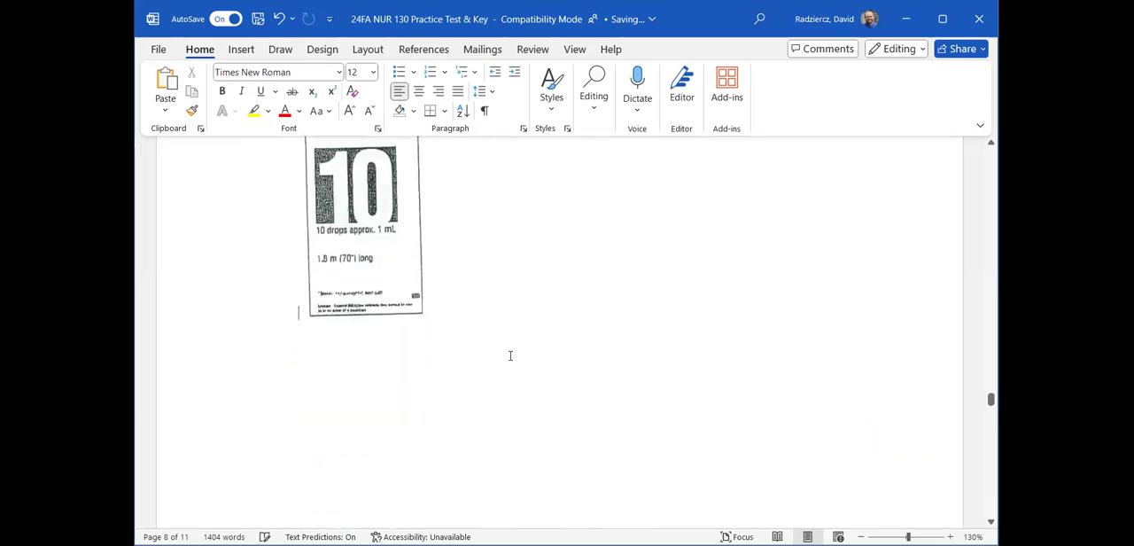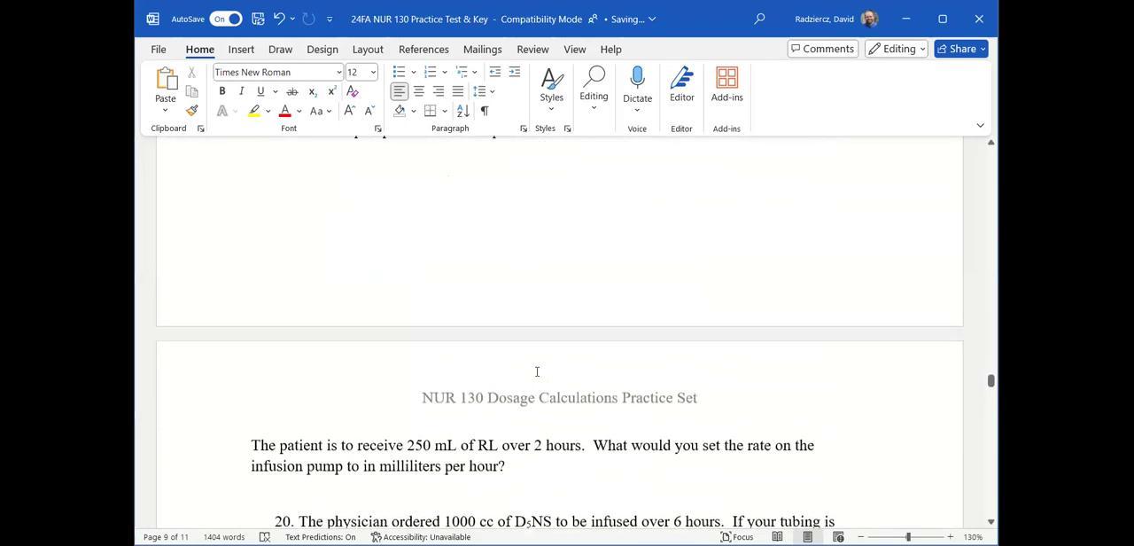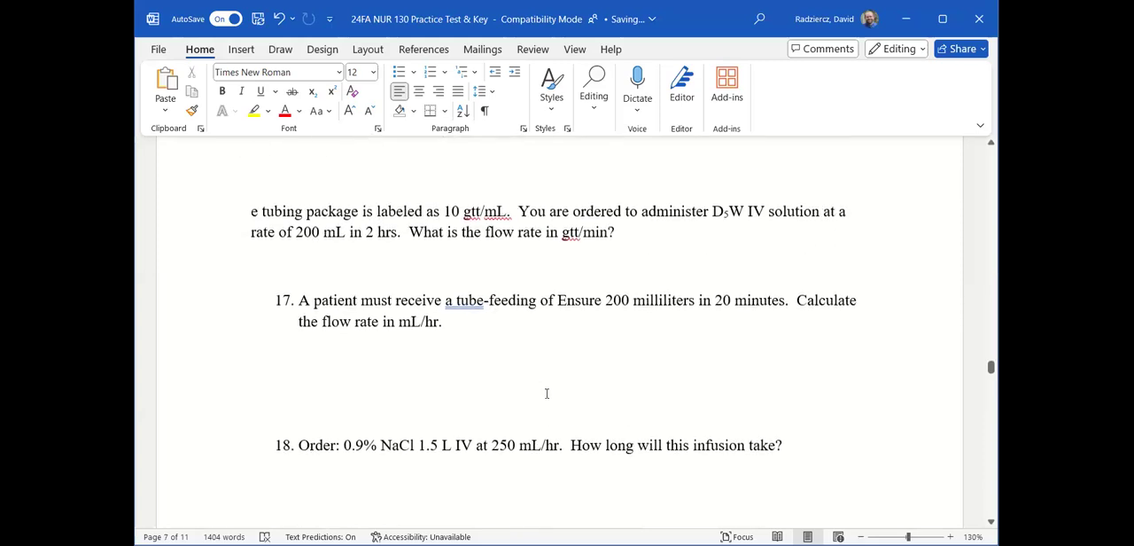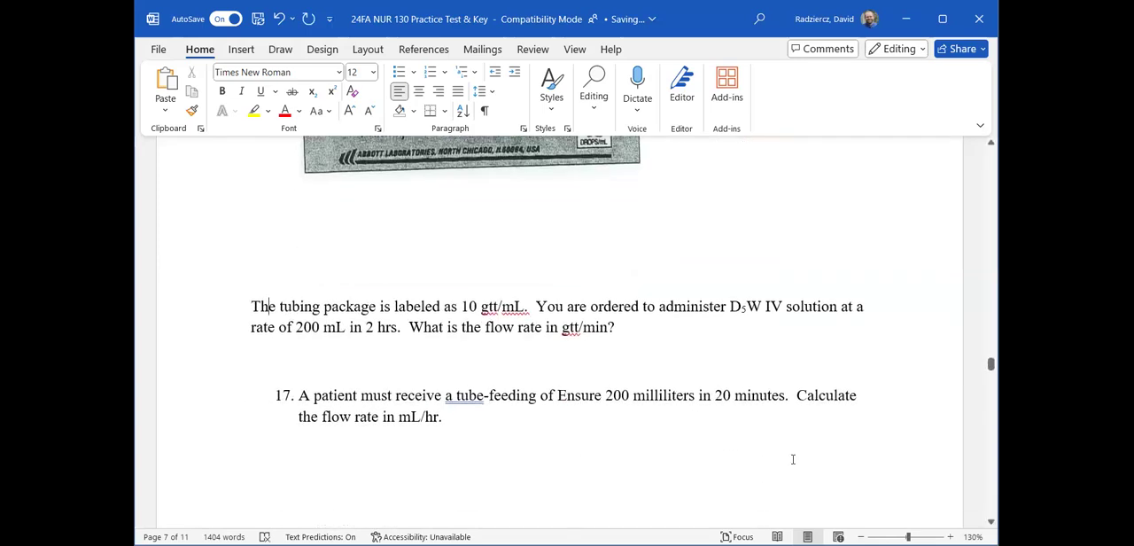While I'm clearing these things out, one of the things that we're going to want to pay attention to is, what is flow rate? What does that mean? What is drop rate? What does that mean? And what are the variables to calculate?